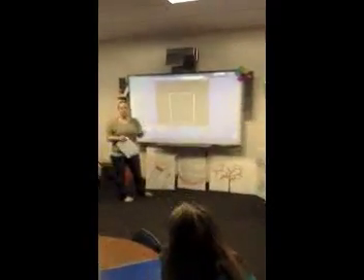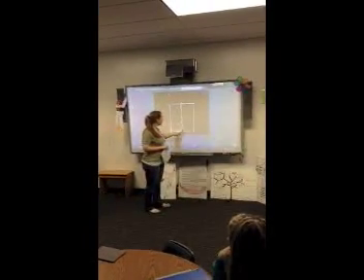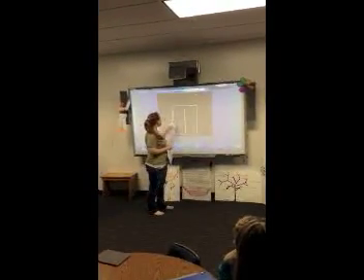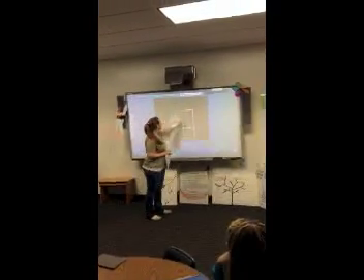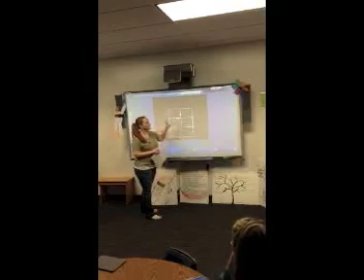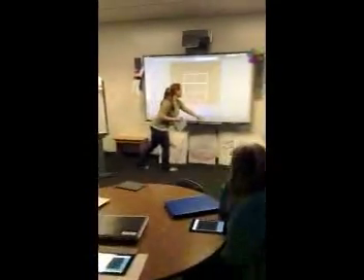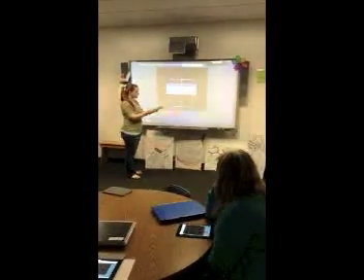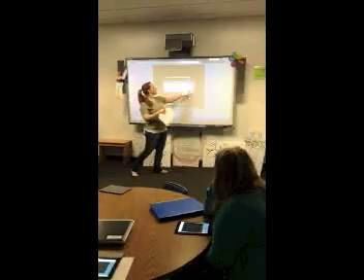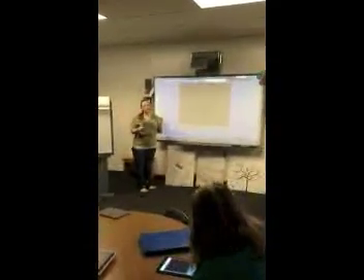So geoboards are really great for discussing area because you can point out that this is why area is measured in square units, because it's the amount of square units inside each shape. Good. We're going to practice doing some on your own. I would like you to make me a rectangle on your geoboard with an area of 16 units squared.